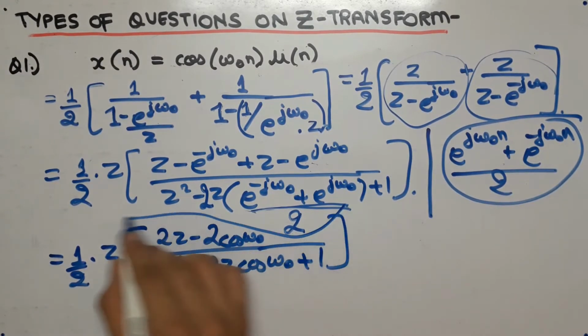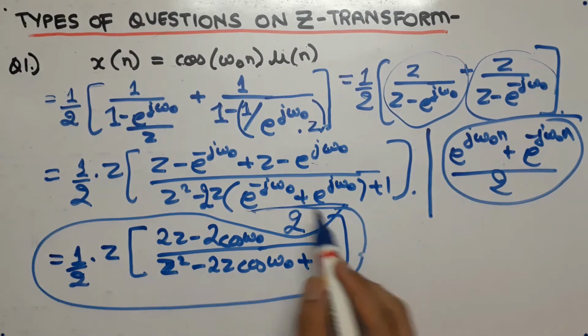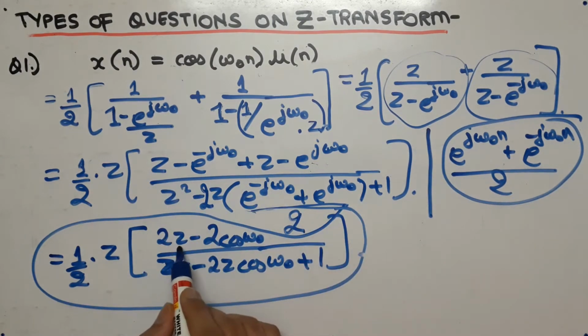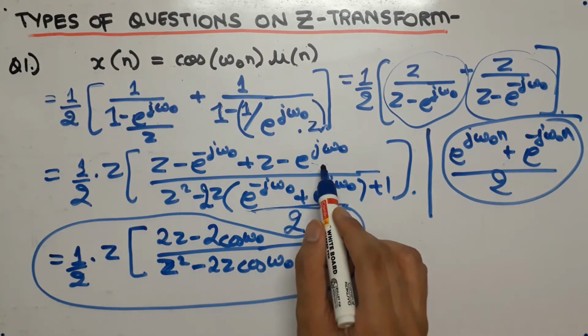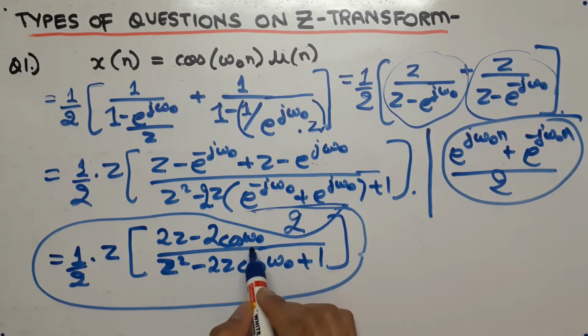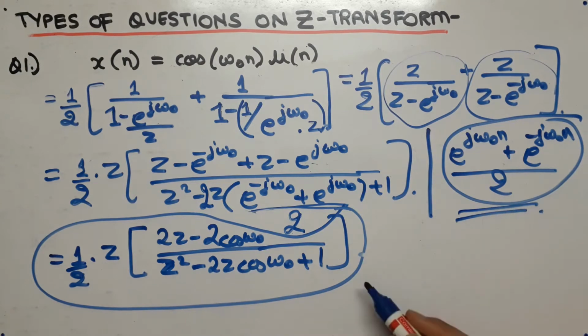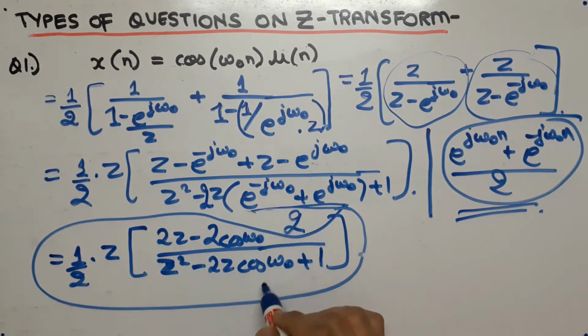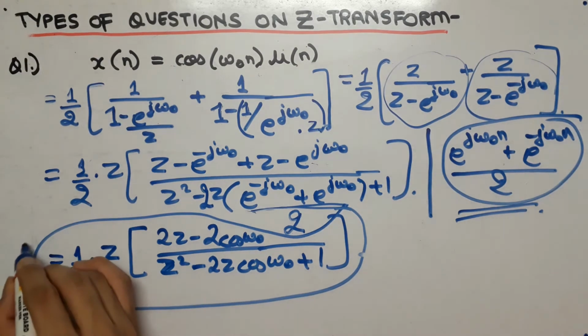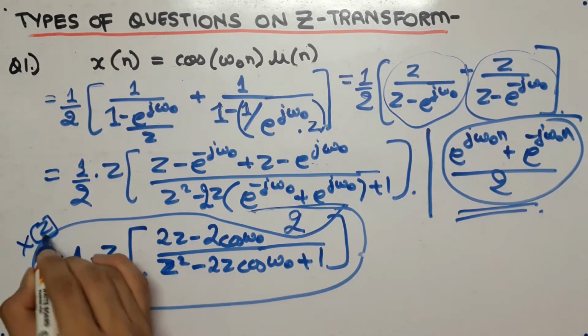That is, guys, I will repeat what we have done over here. First of all, we added these two, that is, we got 2z. Then we brought these two together and multiplied and divided by 2 and converted into the form of cos omega naught, that is, using this formula. And similarly, we applied the same formula over here and converted this into the form of 2z cos omega naught plus 1. Now guys, this is our final xz, that is, we have got the value of xz.